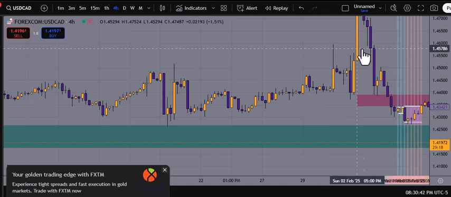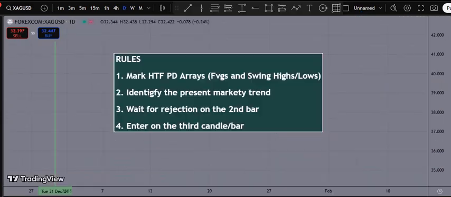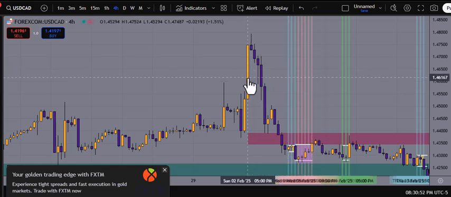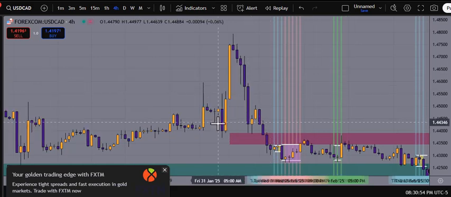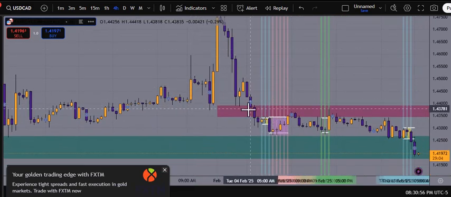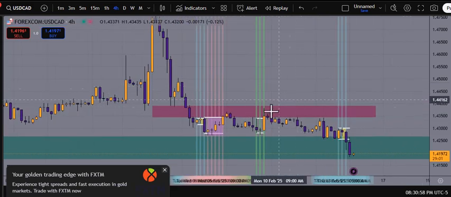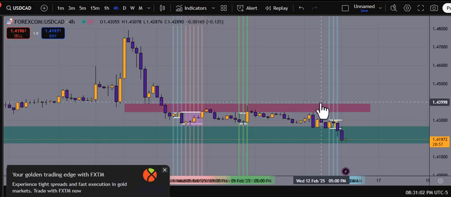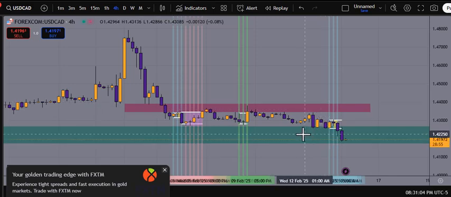So remember the rules. The rule says what? First thing is mark higher time frame PD arrays such as fair value gaps, swing highs, and swing lows. So on this pair, I've marked my higher time frame PD arrays. This is a daily fair value gap, and this is a monthly fair value gap, this green one here.